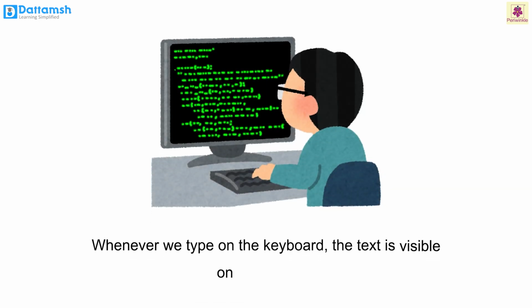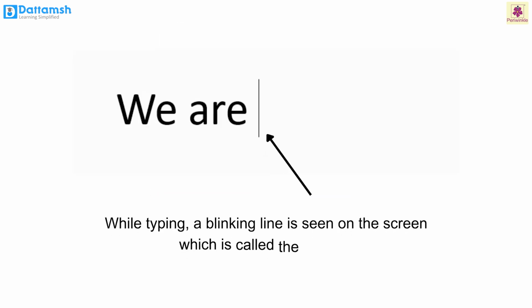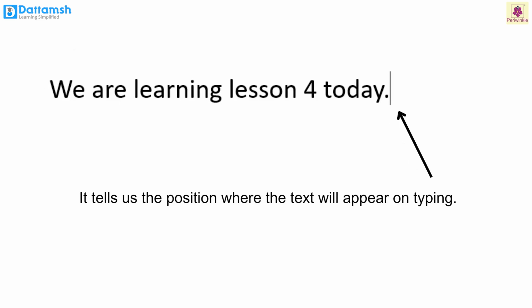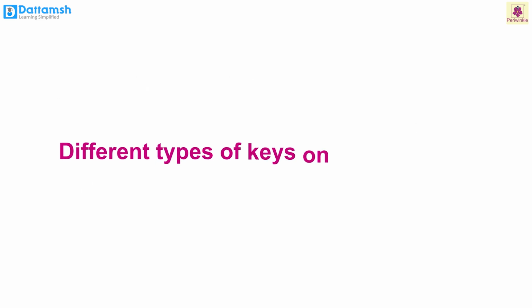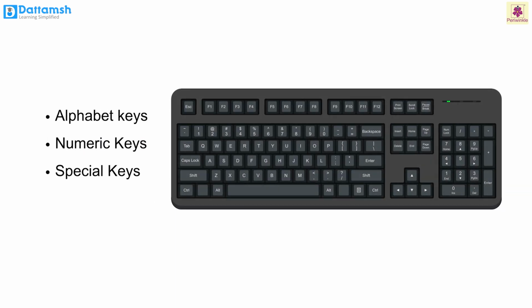Whenever we type on the keyboard, the text is visible on the monitor. While typing, a blinking line is seen on the screen which is called the cursor. It tells us the position where the text will appear on typing. Now we will learn about different types of keys on the keyboard. There are different types of keys like alphabet keys, numeric keys, and special keys.